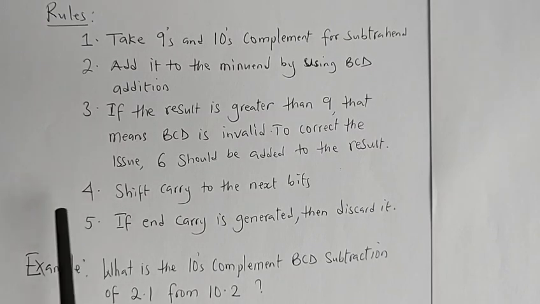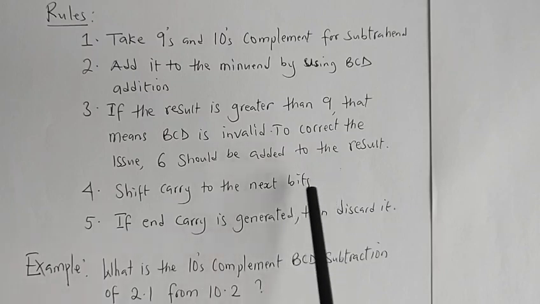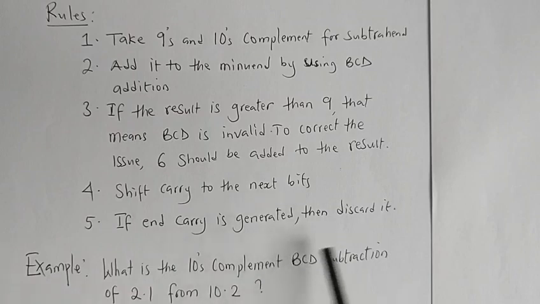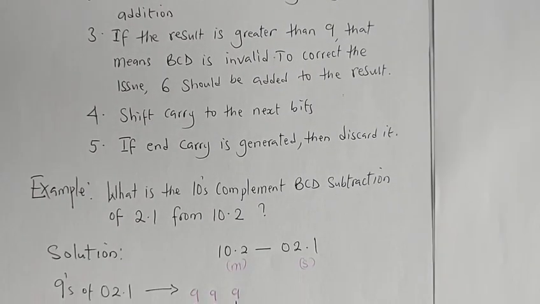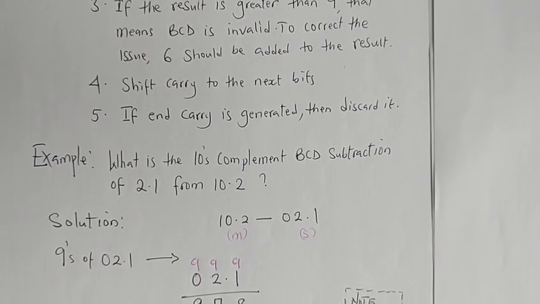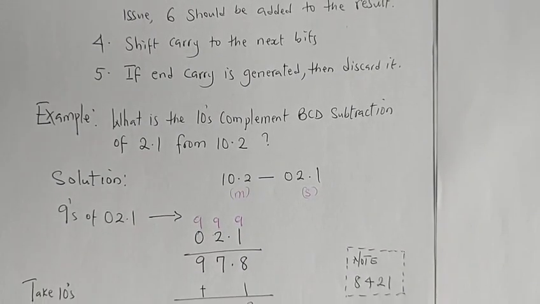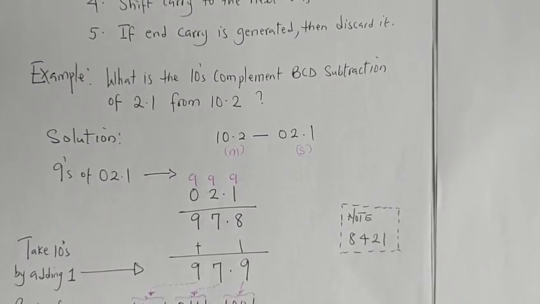Now rule number 4 says shift carry to the next bit. And rule number 5 says if no carry is generated, then discard it. Now let's see how we can apply these rules to a given example. Let's take this example as a case study.